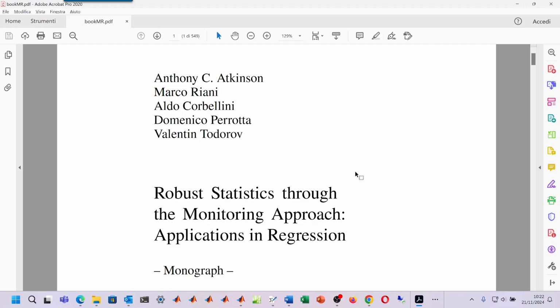And I'm Marco Riani. Today, in discussing our exciting new book about robust regression with three other co-authors, we would like to talk about an example from chapter 4.